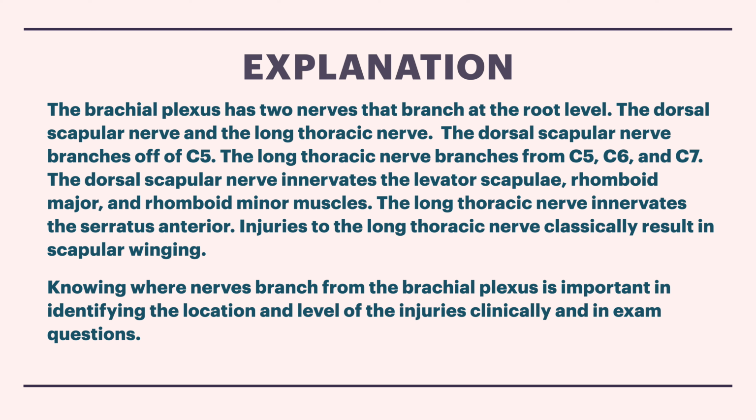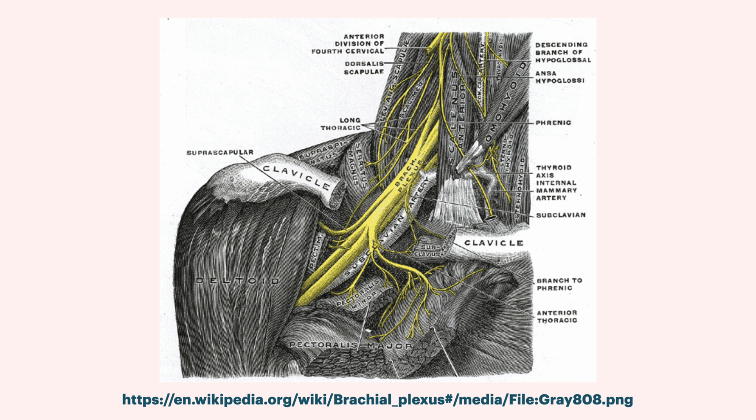Knowing where nerves branch from the brachial plexus is important in identifying the location and level of injuries clinically and in exam questions. So the brachial plexus is a daunting thing to memorize and to understand. And every drawing gives you different kinds of information. Like, for example, this drawing of the brachial plexus sort of gives you the anatomic location and what it would look like clinically. But from a clinical exam standpoint, it's difficult to recreate this and to memorize.